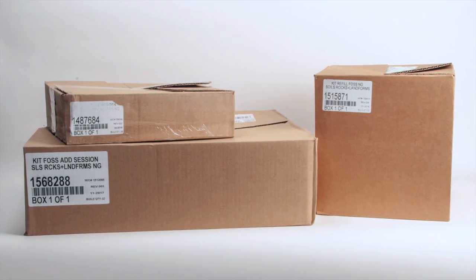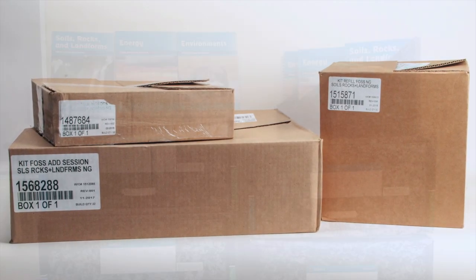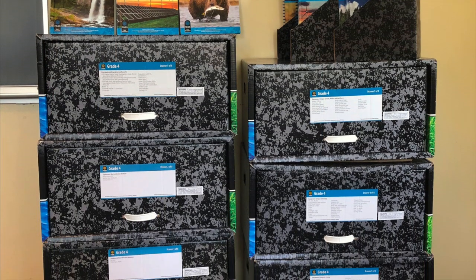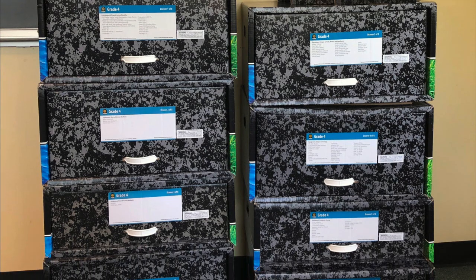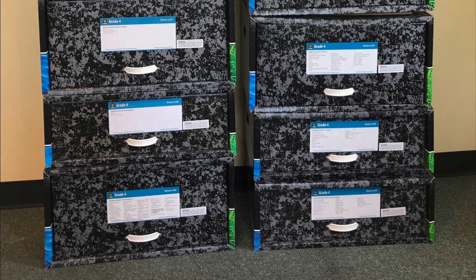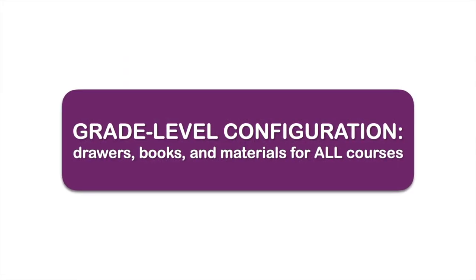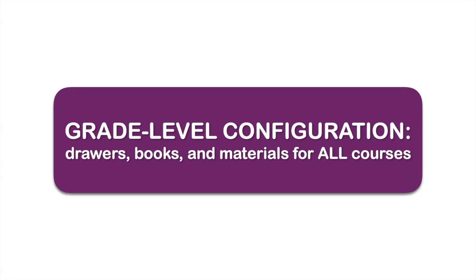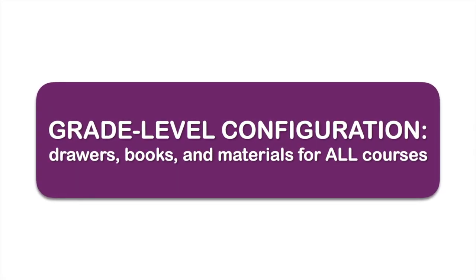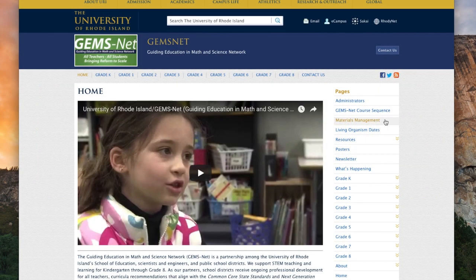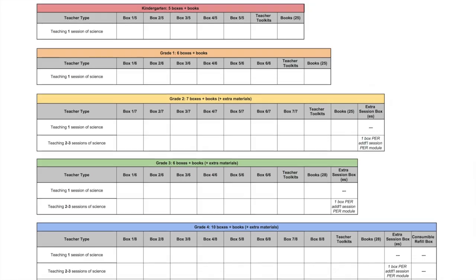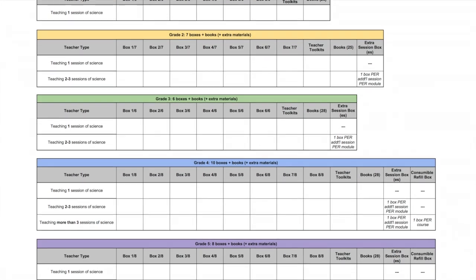First, check that you have received all boxes necessary. Please notice that unlike in the past, you will be receiving one grade level configuration that includes all materials and resources across the 3 courses. In this video, the term grade level configuration refers to all drawers, books, and additional materials required to teach science for the year. Refer to the grade level configuration reference sheet found on the Materials Management tab of our website to see how many boxes you should expect.